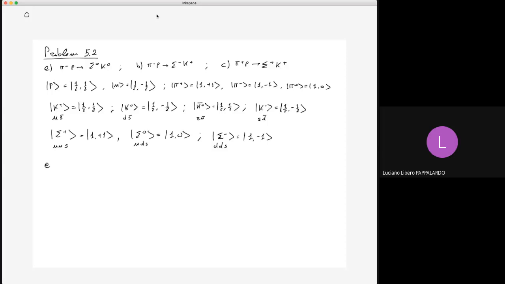So let's consider, first of all, the first reaction, pi minus proton into sigma 0 k0. And we proceed in the usual way. For the initial state, the third component will be the sum of the third component of the pi minus plus that of the proton, that is minus 1 plus 1/2, equal to minus 1/2.